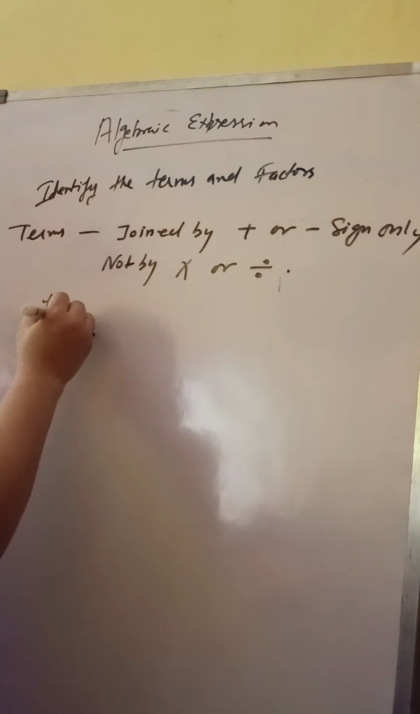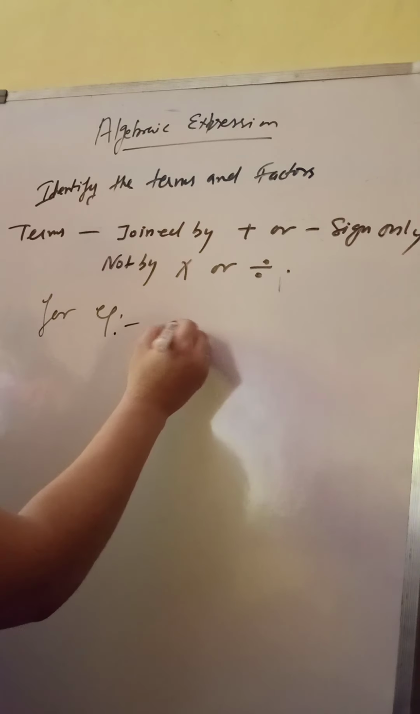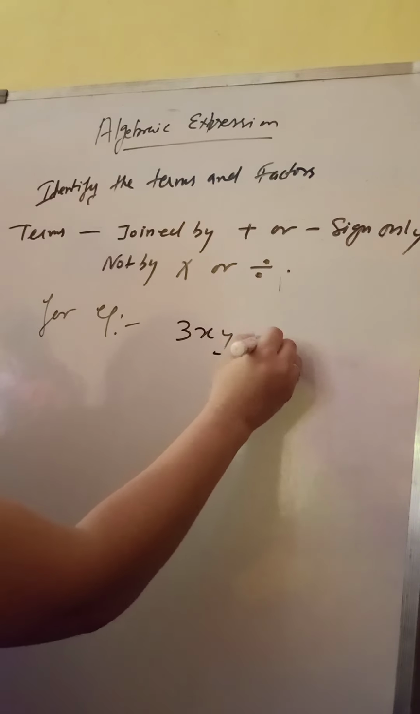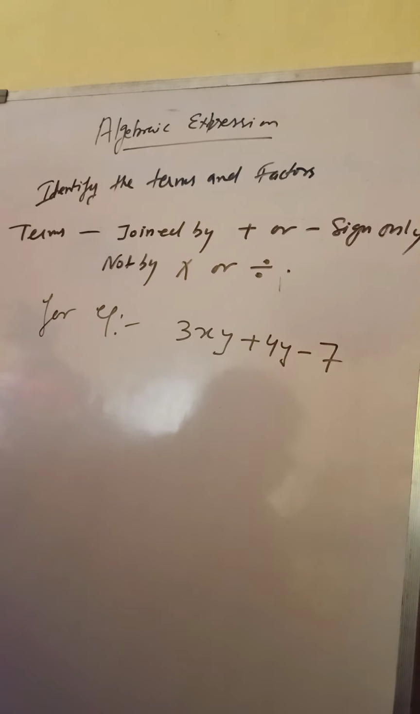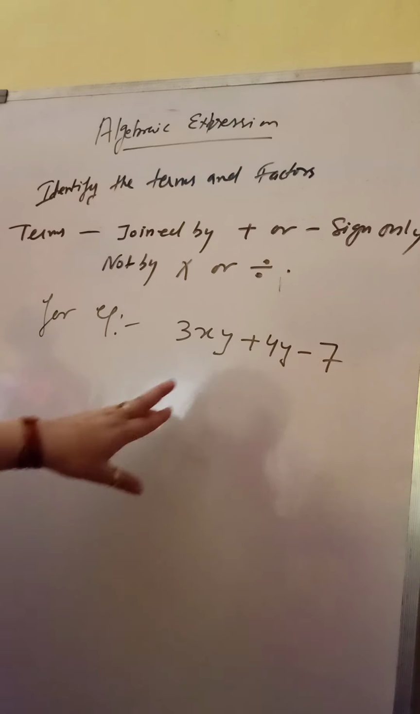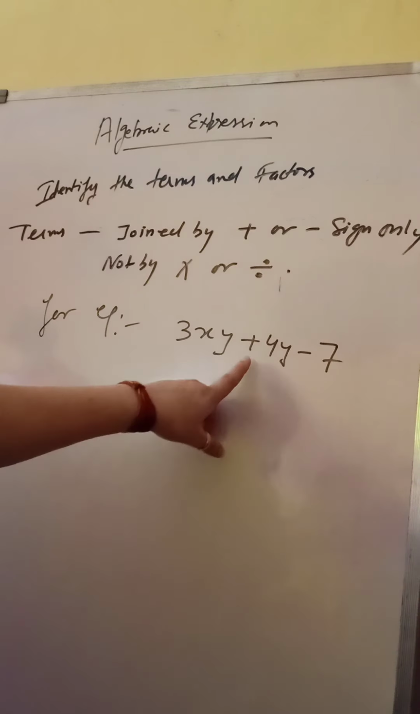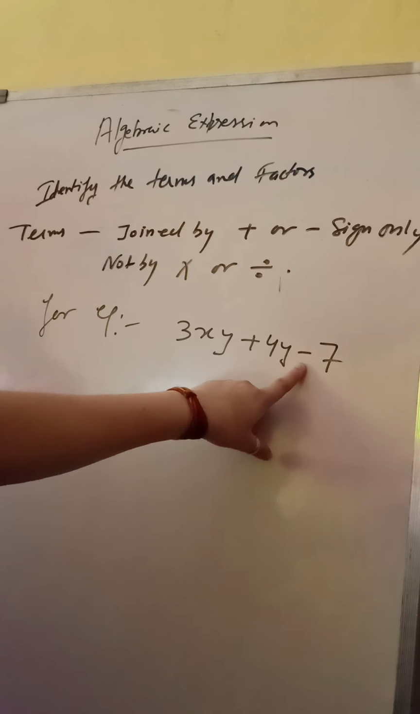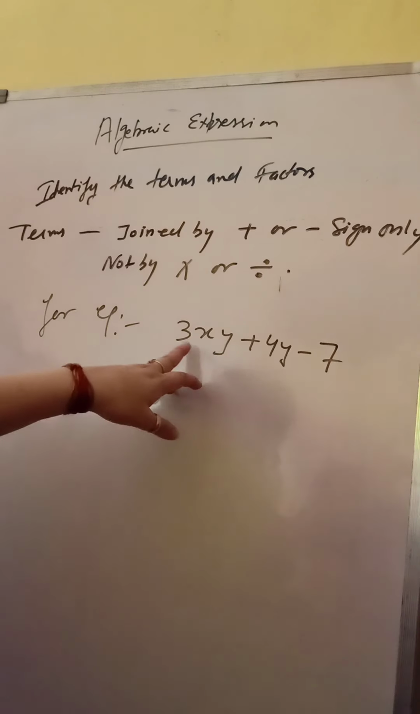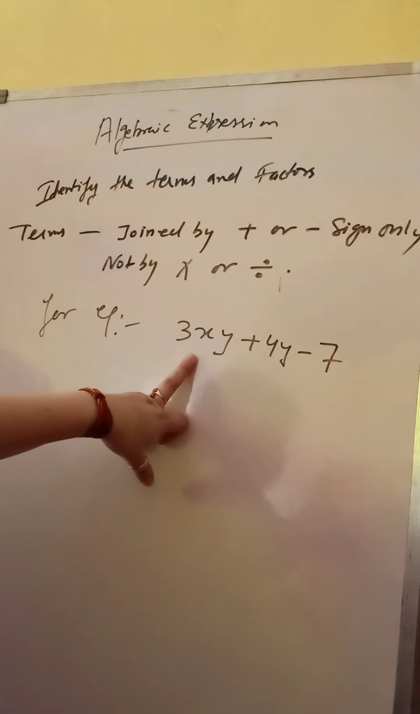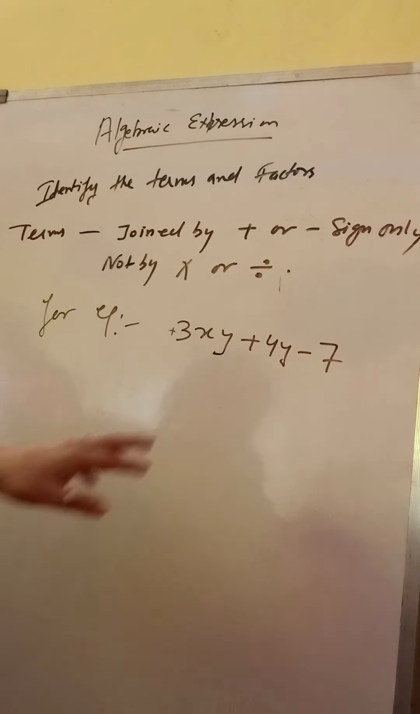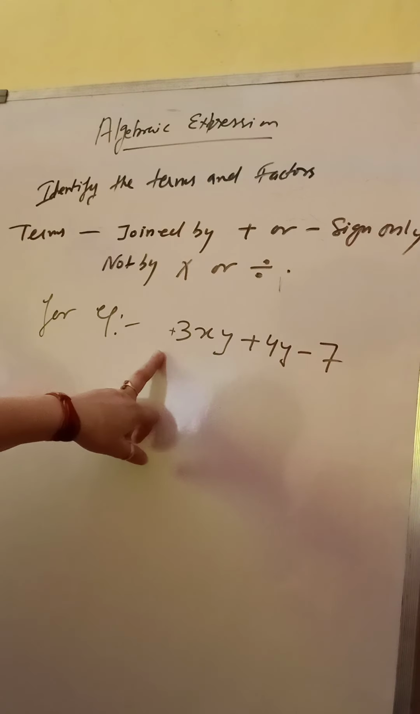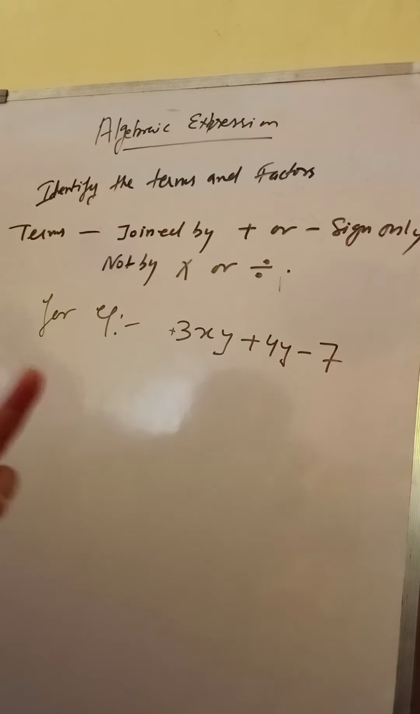For example, I am writing the example here: 3xy plus 4y minus 7. Now we have to identify the terms. You can see there are two signs, plus and minus. But if you look properly, the 3xy also has a plus sign with it, because it is an integer too. So how many signs do we have? We have plus, plus and minus. It means we have three signs here.